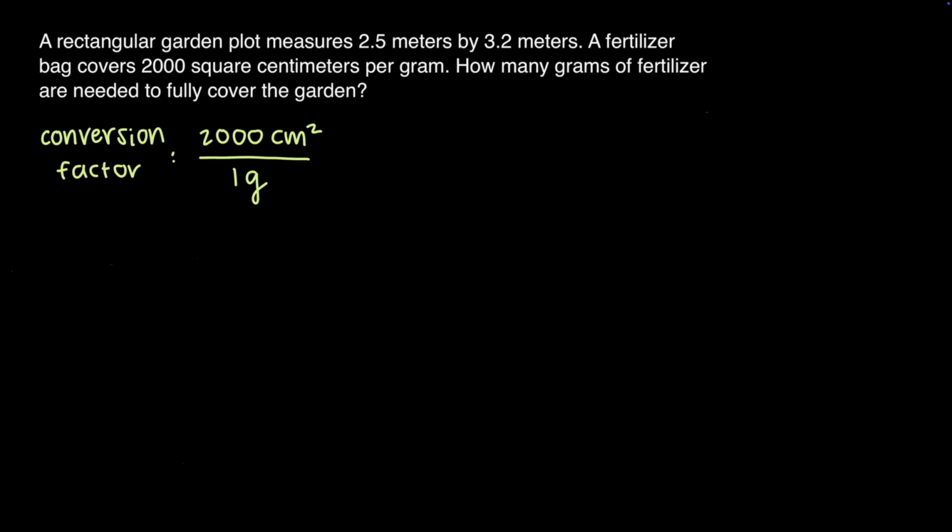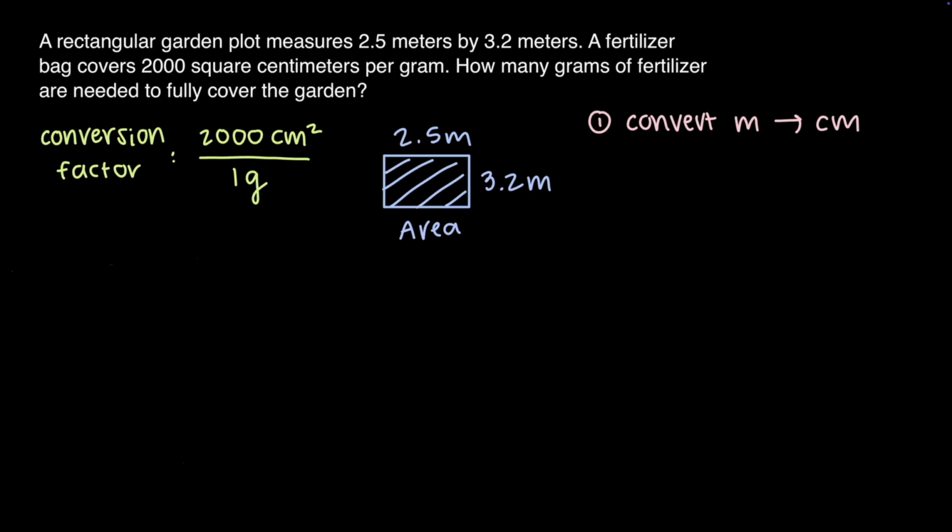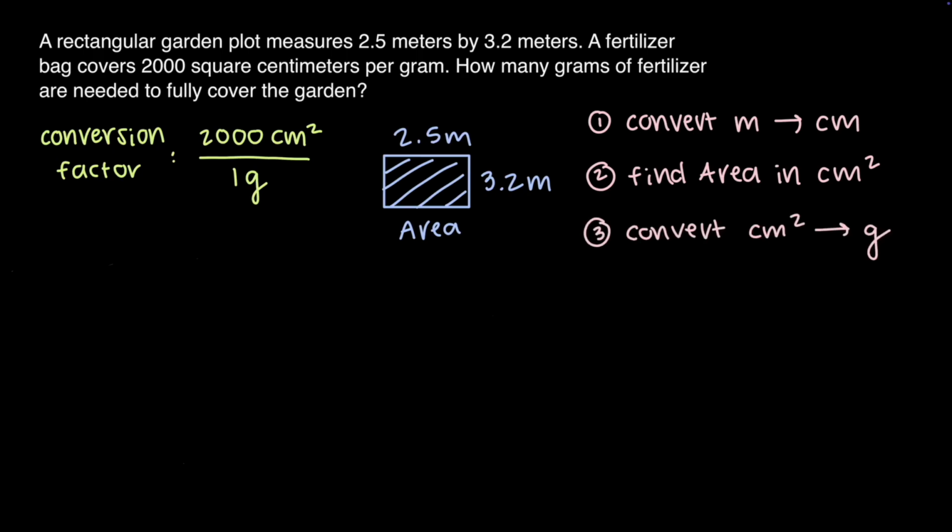If we find the area, we can have square units, but the dimensions are in meters right now. We can convert the meters to centimeters for both dimensions first, then find the area in square centimeters, and then convert from square centimeters to grams with the conversion factor given. We will write 2.5 meters over 1 and 3.2 meters over 1.